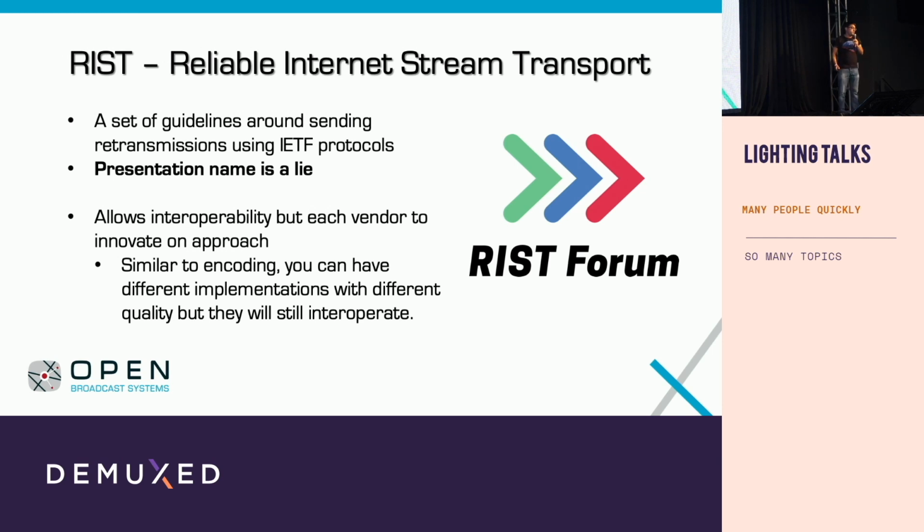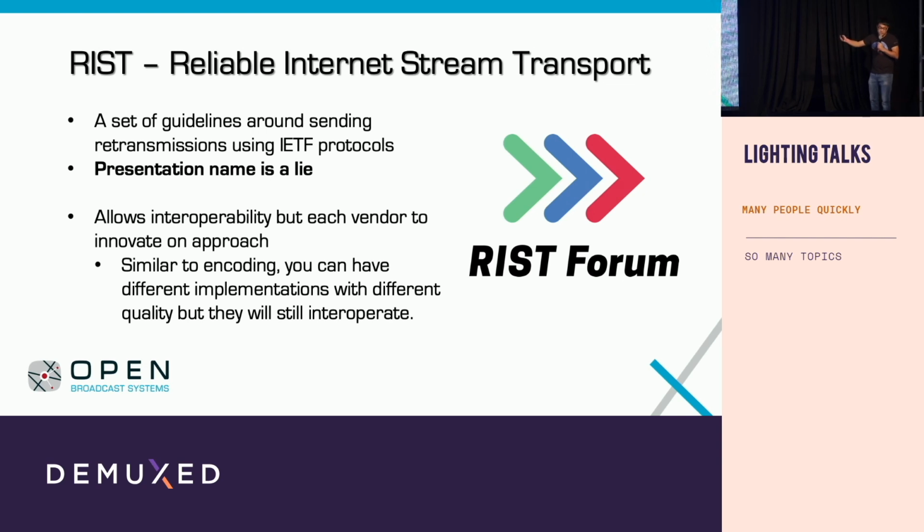So my entire presentation name was kind of a lie. RIST is not really a new protocol. It's more of a set of guidelines around existing IETF protocols, such as RTP and RTCP, which, for those who aren't aware, are for just sending packets over the wire and sending retransmissions. The key thing being latency is bounded. You can say, between me and you, I want a delay of 100 milliseconds, and it will always stay 100 milliseconds across whatever links. What it does allow is interoperability.